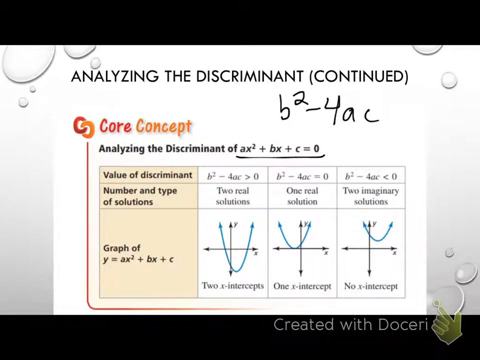If the value of my discriminant, b squared minus 4ac, is greater than 0, so it's positive, I know I'm going to have 2 real solutions. So I'm going to have 2 x-intercepts. It's going to be crossing my x-axis twice. If the value of my discriminant equals 0, so I get 0 under the radical, I get 1 real solution. It's only going to hit my x-axis once. It's going to have 1 x-intercept. And if the value of my discriminant is less than 0, so if it's a negative number, I'm going to have 2 imaginary solutions. It's not going to cross my x-axis at all.